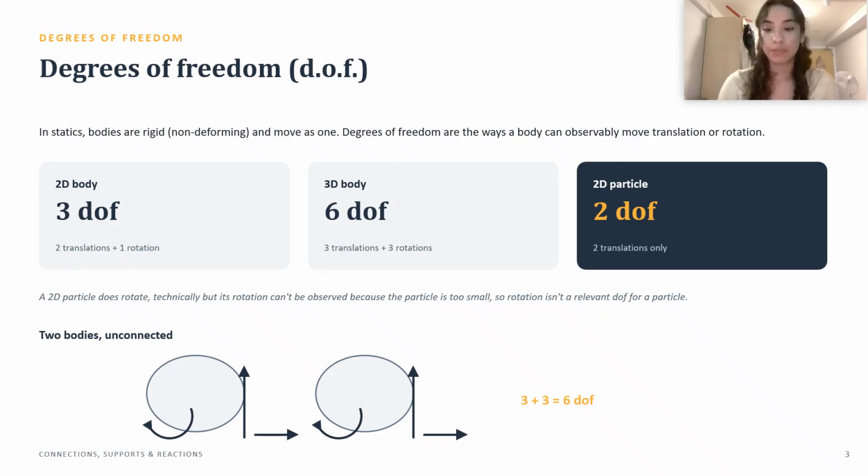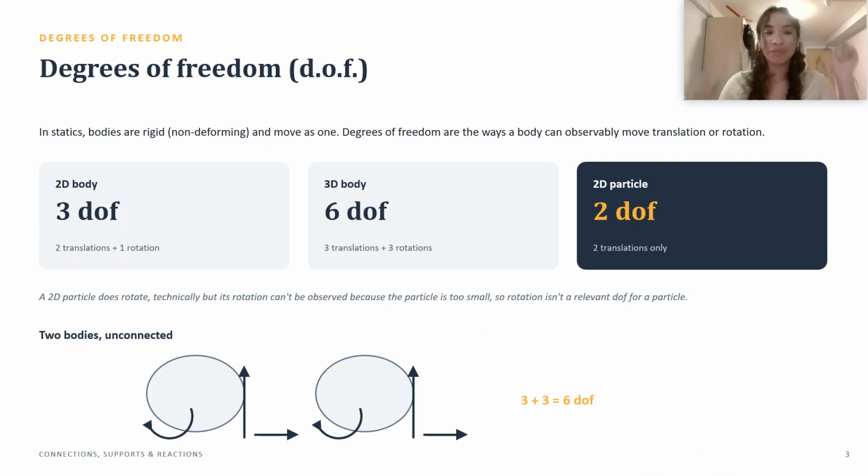Now, degrees of freedom, it's something new you probably heard. So in statics, if you have a body that is rigid, and therefore it moves as one object, the degree of freedom is how many ways that body is going to move in translational and rotational ways. In the previous video, I talked about how translational movement is up or down, left or right, or any direction, whereas rotational is in rotation.